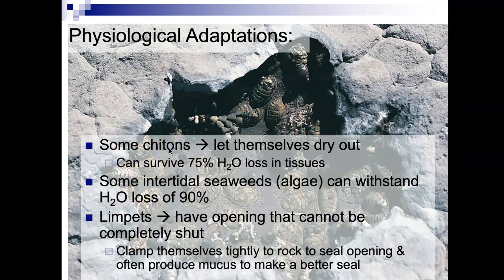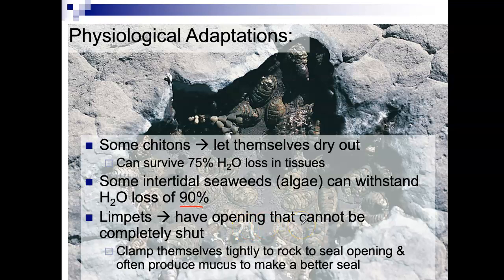That's why chitons can survive so well in the intertidal zone. Some intertidal seaweeds, certain algae, can withstand up to a 90% water loss. 90%. So again, another big physiological adaptation to desiccation here.